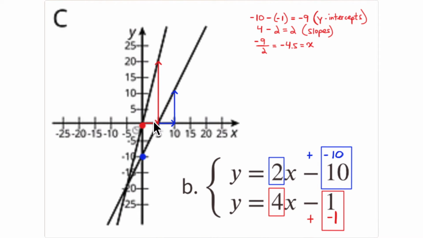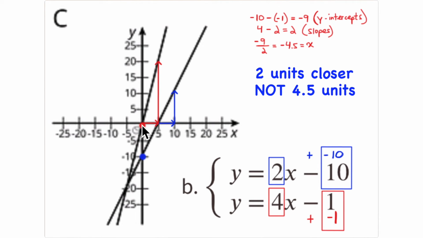So if we look at the difference in the y-intercepts, -10 minus -1, this -10 right here minus this -1 right here, that equals -9. So this is -9 units between these 2 points. And the difference in the slopes is this 4 minus that 2. So 4 minus 2 is 2. So every unit along the x-axis is going to make these two graphs 2 units closer. So -9 divided by 2. How many times can you take out those 2 units? You can take them out 4.5 times.